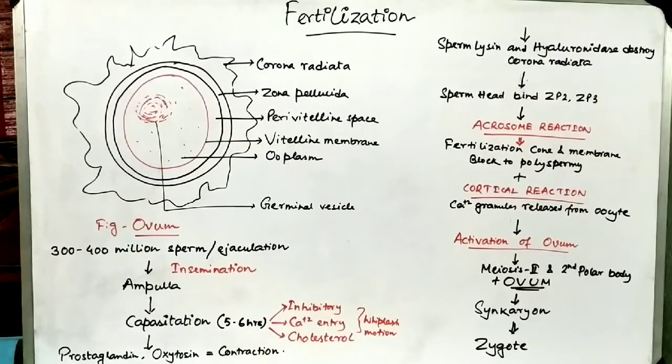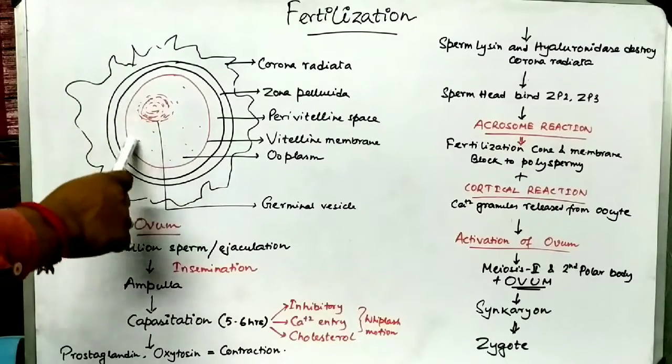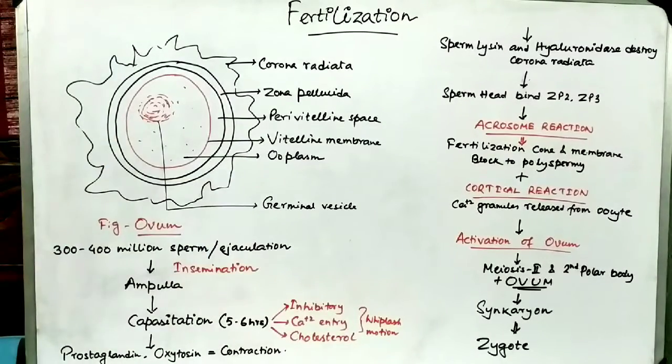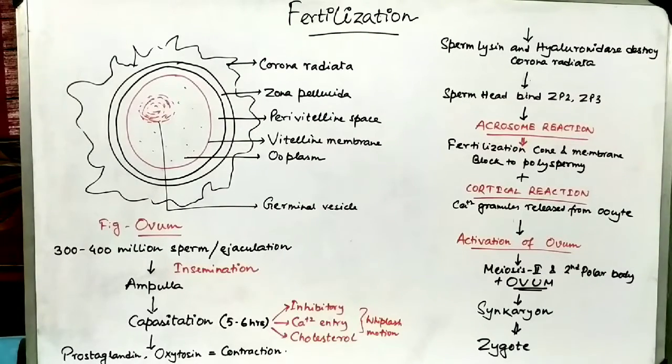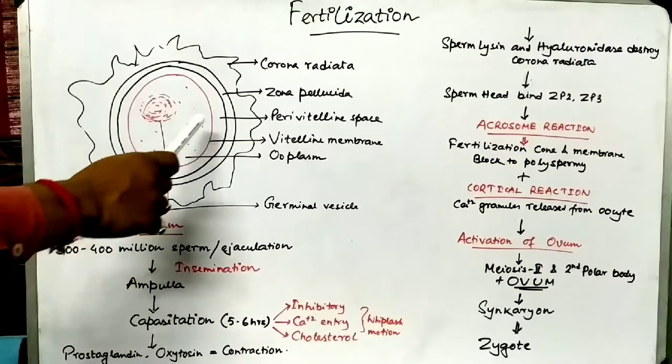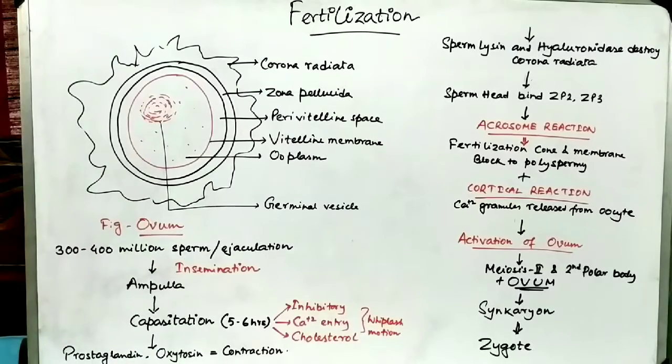The next layer is the perivitelline space, and this is a minute space surrounding this red vitelline membrane. The vitelline membrane is actually the plasma membrane of the oocyte. So the space between the vitelline membrane and the zona pellucida is known as the perivitelline space.